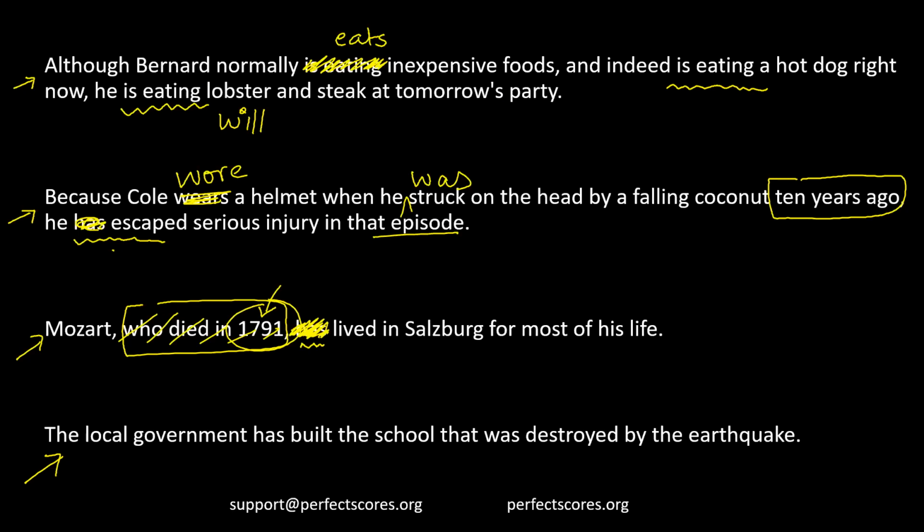Just built? Would that be possible? The local government had built. So definitely has is not correct. You can use had built or built. It depends on whether you have a reference to time or if you have two actions happening in the past. Now, in this case, you have two actions in the past, built and destroyed. So obviously, built came first. So you should use the had, so that you get an idea of what happened before and what happened later on.